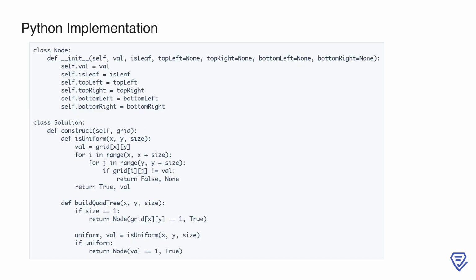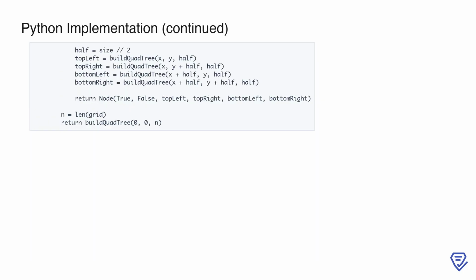If the size of the current region is 1, it creates a leaf node directly, as a single cell is always uniform. Otherwise, it first checks if the entire region is uniform using isUniform. If it is, we create a leaf node with the appropriate value. If not, we proceed to divide the grid further. To divide the grid into smaller subregions, we calculate half, which is half the size of the current region. We then recursively build the quad tree for the top left, top right, bottom left, and bottom right subregions using the buildQuadTree function. For each subregion, we pass the appropriate starting coordinates and the new size, which is half.